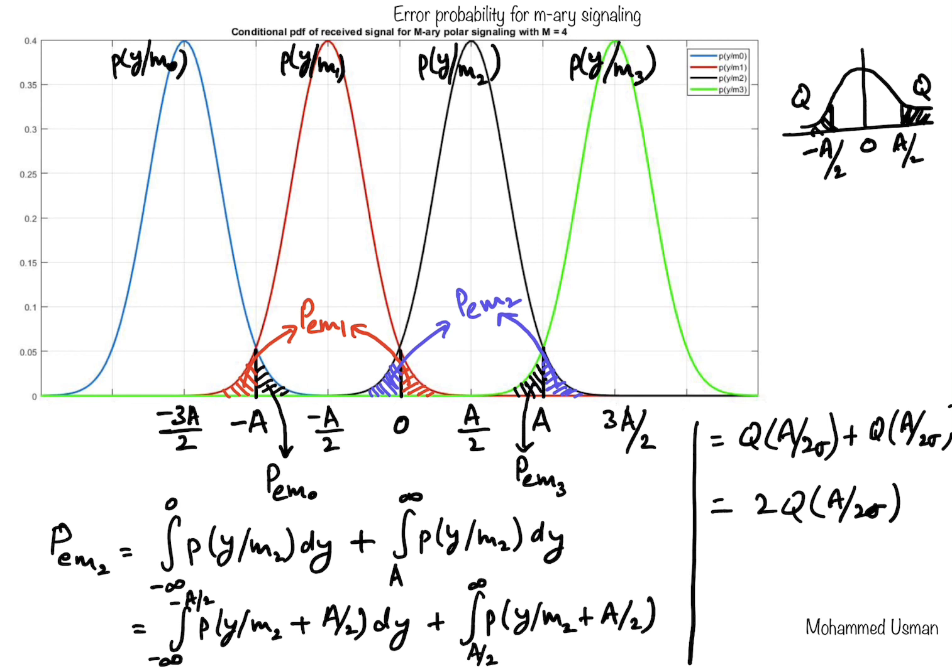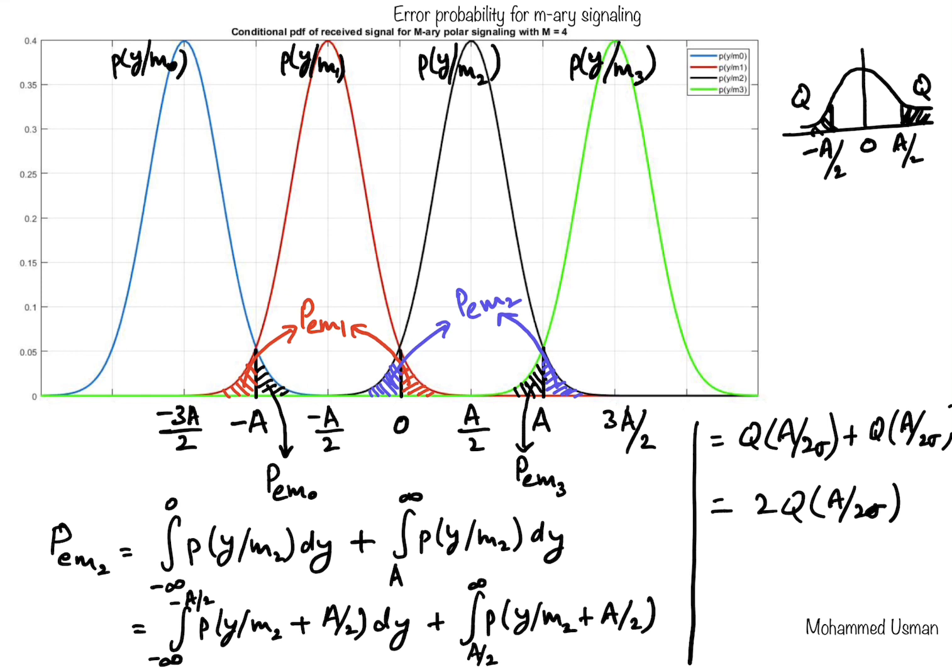So for the extreme outer symbols, the error probability is Q of A by 2 sigma, and for all the symbols in between, with 2 boundaries, the error probability is double because they have 2 boundaries that they cannot cross. So the error probability for M1 and M2 is 2 times Q of A by 2 sigma.